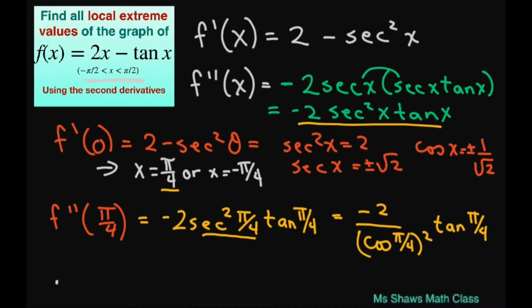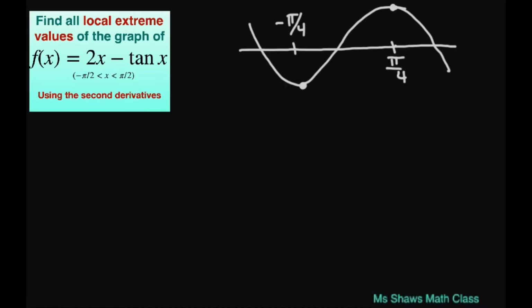Now tan of pi divided by 4 is just 1. So basically what we're going to get is negative 2 divided by 1 half times 1. And this is going to equal negative 4, which is negative. So if it's negative, that means it's going to be a maximum here, and I'll show you that in a minute. Now let's go ahead and do f double prime of negative pi divided by 4.